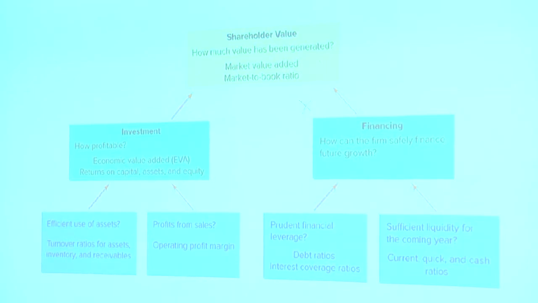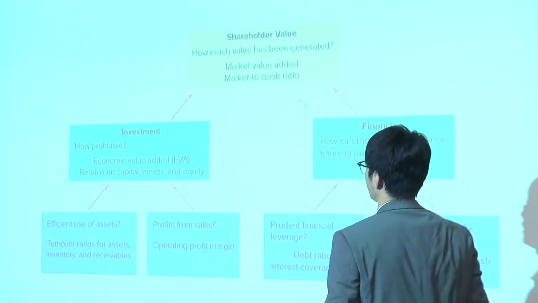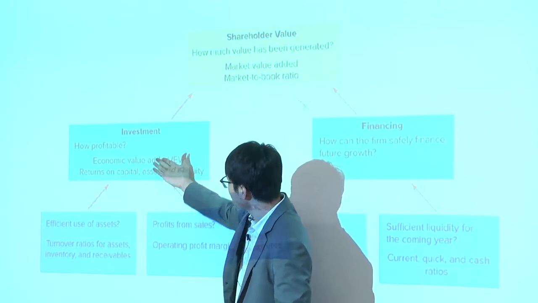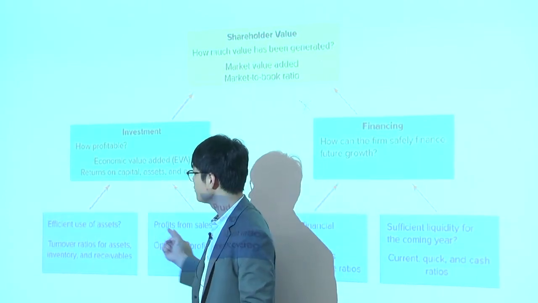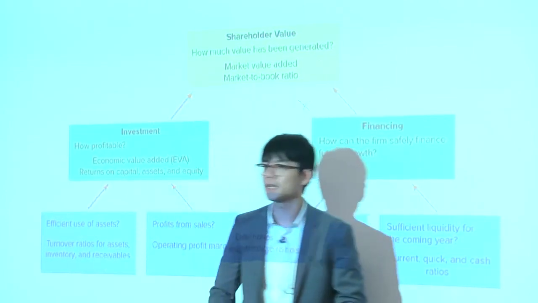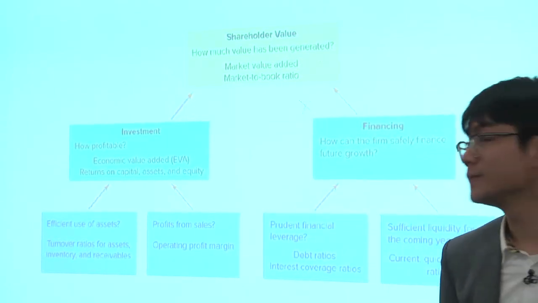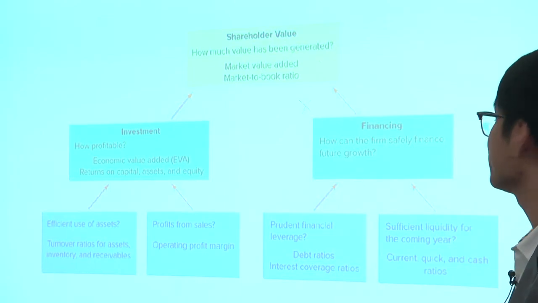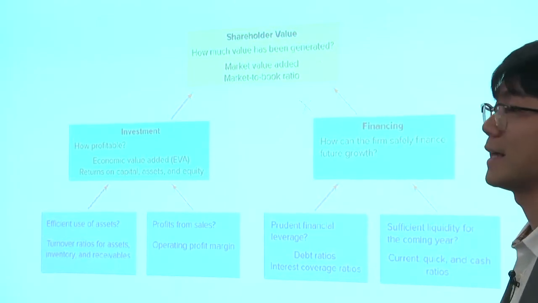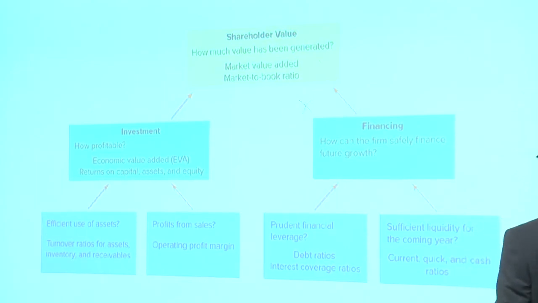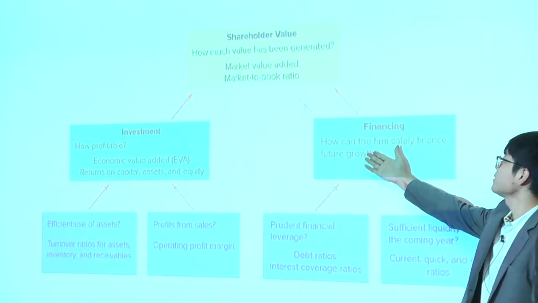So in capital budgeting, we're talking about profitability, economic value added, and returns. In the capital budgeting decision, we look at two specific things: efficiency of using the assets, which are the turnover ratios you have seen, and the profits: return on equity, return on assets, return on capital. In the financing decision, how can the firm safely finance future growth?